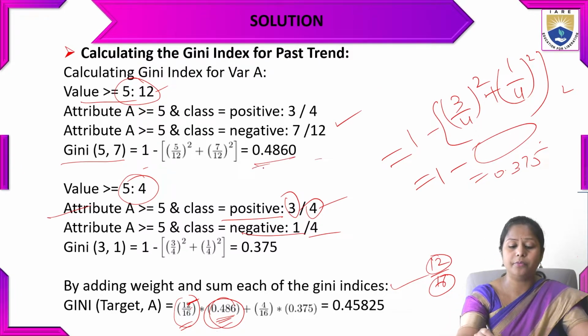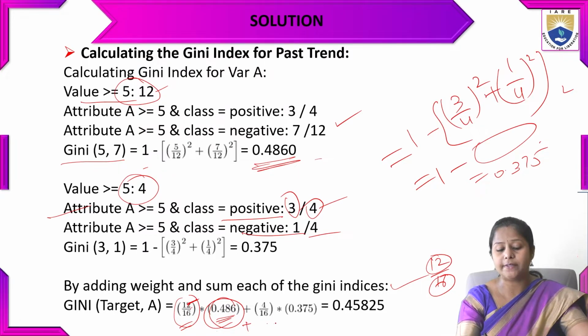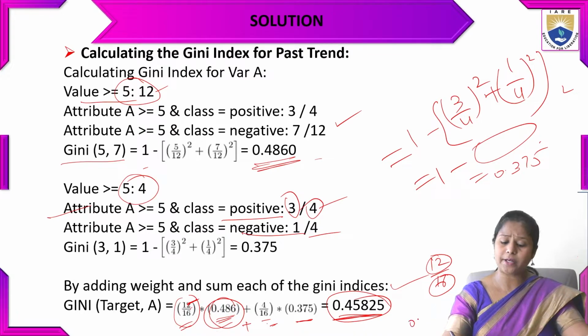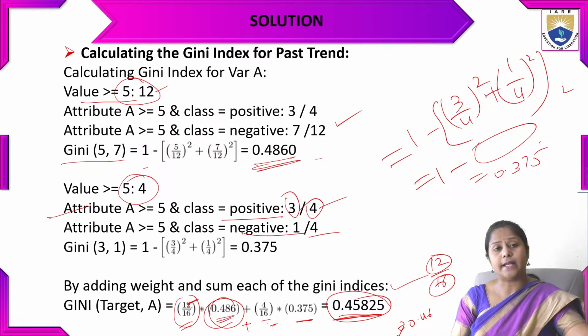That was 0.4860. That will be plus 4 by 16, that is negative classes divided by total, into 0.375. So the total Gini index for the target A, for value A, will be 0.45825. We can also write it as 0.46, right? So that was the Gini index for value A.